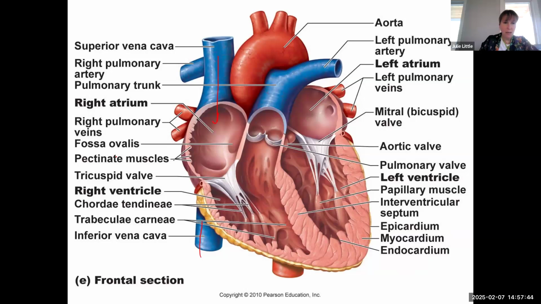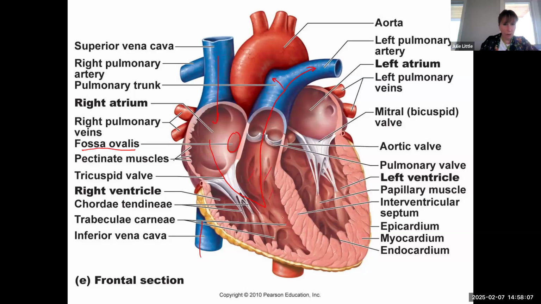Blood comes in. Now in this picture, it shows the fossa ovalis, which is the fetal remnant of the foramen ovale. And the blood would come in also from the coronary sinus, and blood would go through this tricuspid valve into the right ventricle, out through the pulmonary valve, to the pulmonary trunk. We could just do this over and over and over again, right?